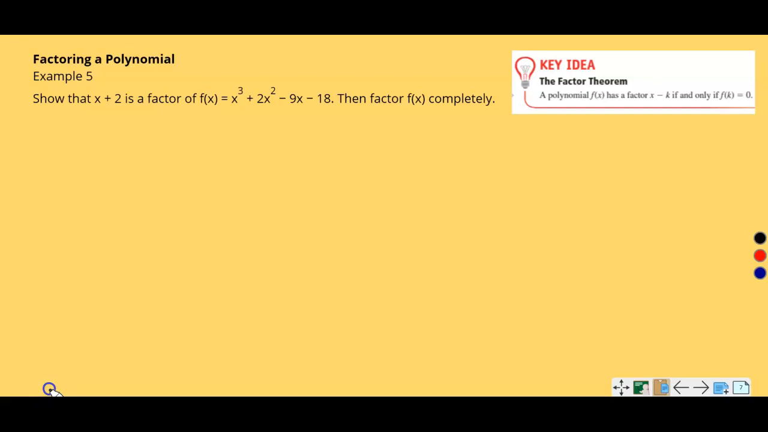Factoring polynomials. This is part 3, example 5. Show that x plus 2 is a factor of f of x, then factor f of x completely.